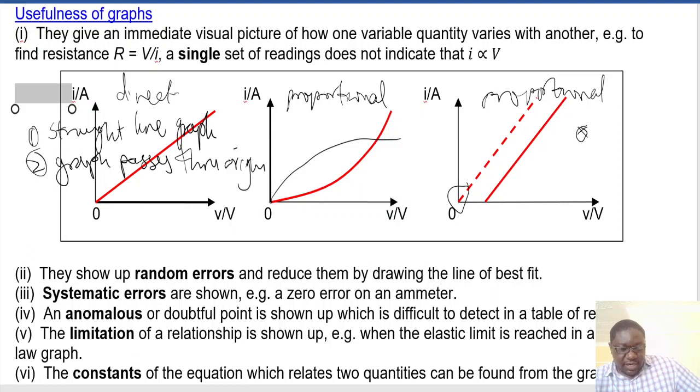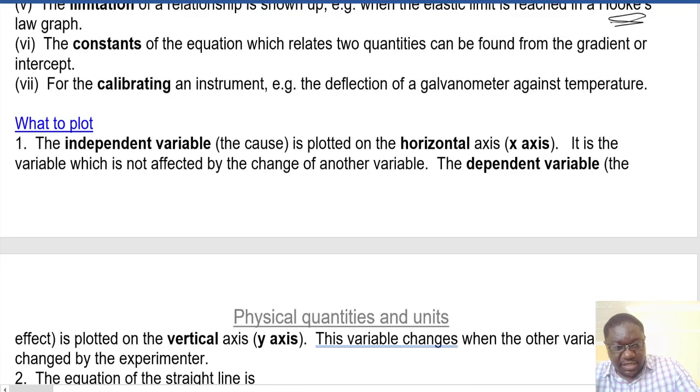Then the limitation of a relationship is shown also, e.g., when showing the elastic behavior of objects. If the elastic limit is reached, beyond the elastic limit you see the graph starts to curve. So you can identify this elastic limit on an extension versus X graph, or force versus extension, that is the Hooke's law graph. You can show this limit of elasticity, or elastic limit.